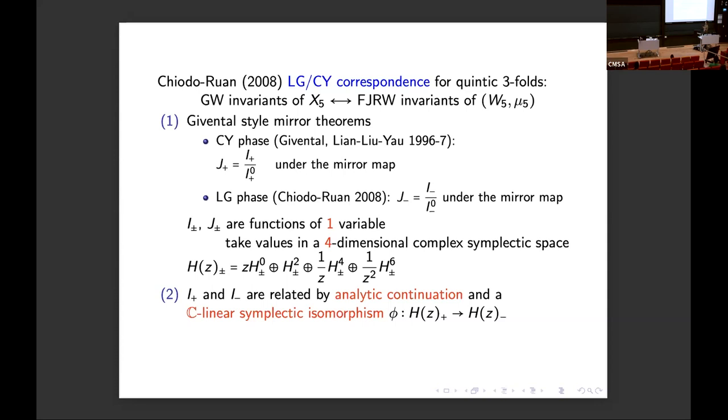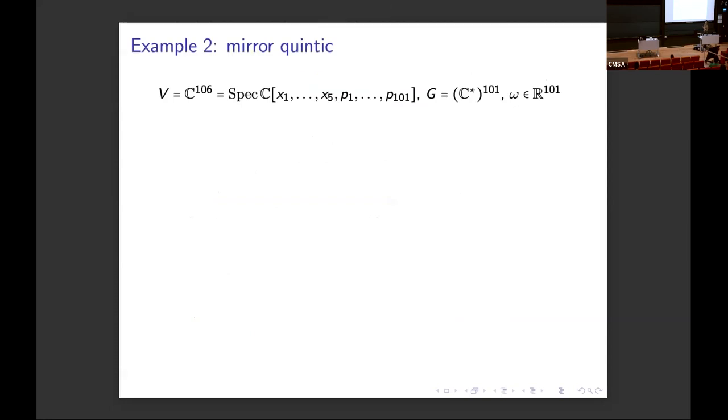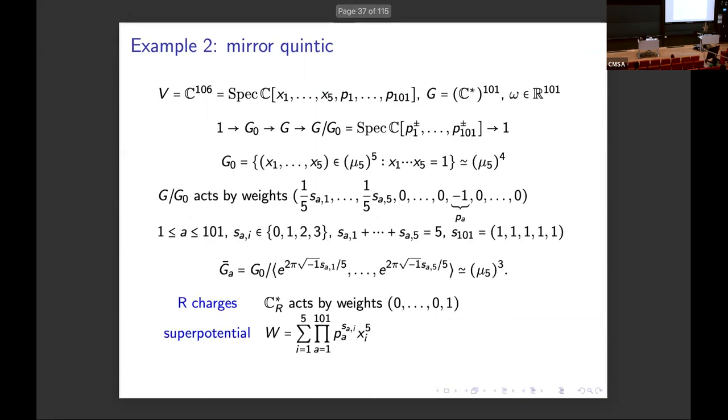So the next example for the gauge linear sigma model is the mirror quintic. Now V will become 106 dimensional. The gauge group is 101 dimensional, so the stability condition is also 101 dimensional. The chamber structure will be more complicated.